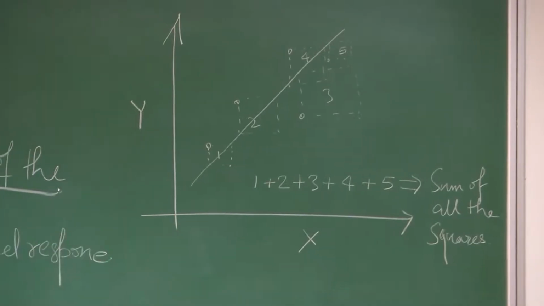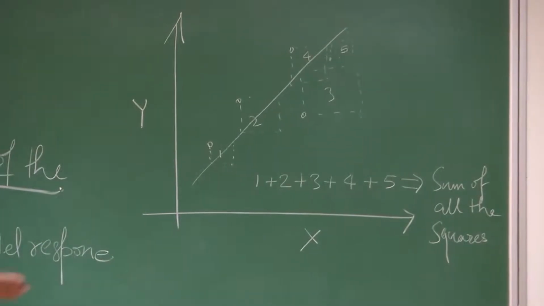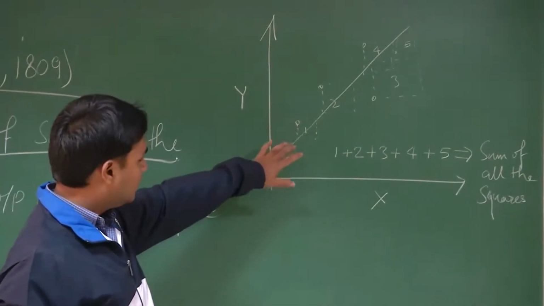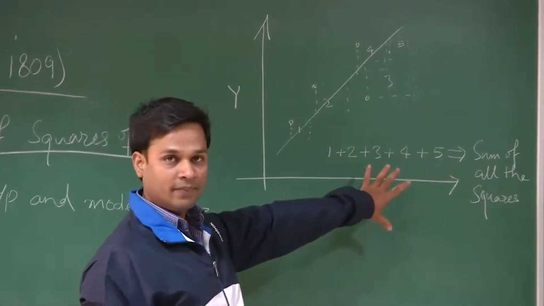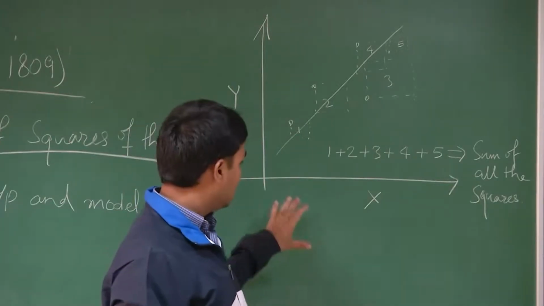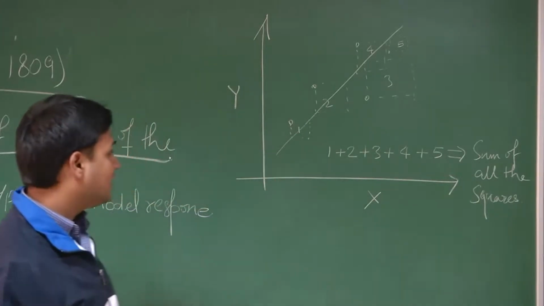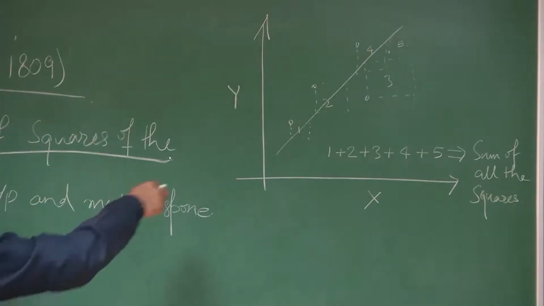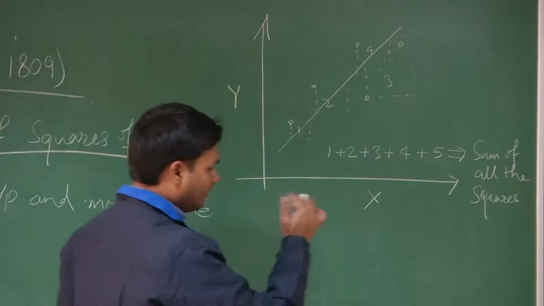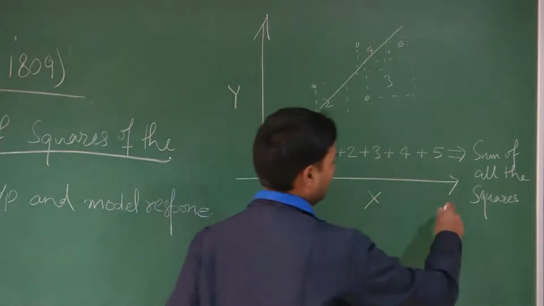Now you want a line, a best linear fit, for which the summation of squares will be minimum. That is the philosophy of least square estimation. So least square works like that. It gives you the corresponding best fit line for which the summation of all the squares will be minimum.